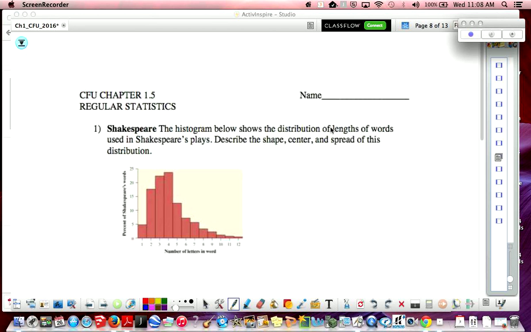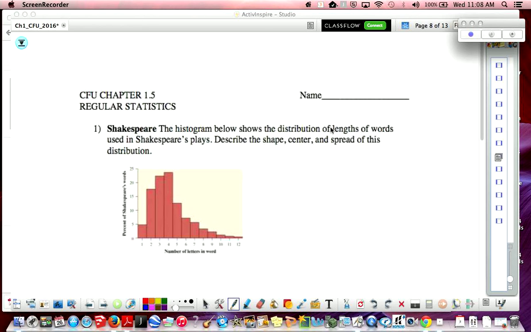Continue on here, CFU 1.5. Again, taking a look at different ways we can graph quantitative data. Today, focusing on histograms as another method. Great way to kind of put it into categories. You'll see that stem plots and histograms are very similar in fashion.